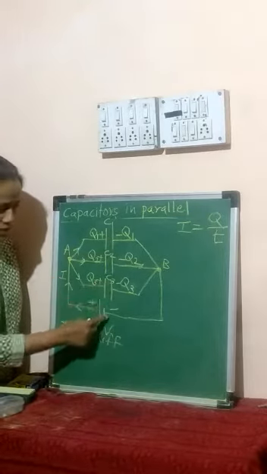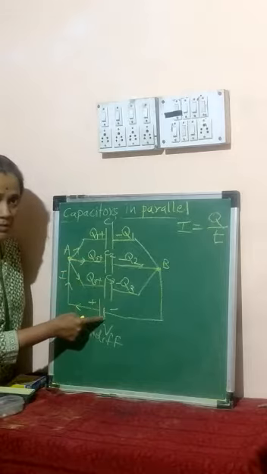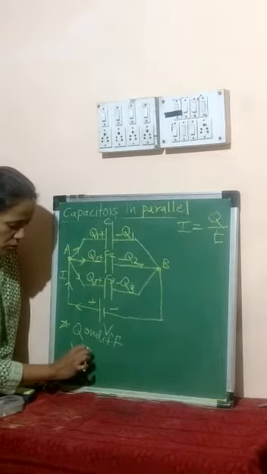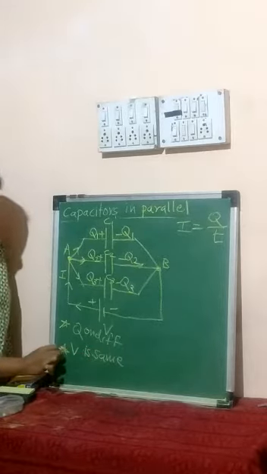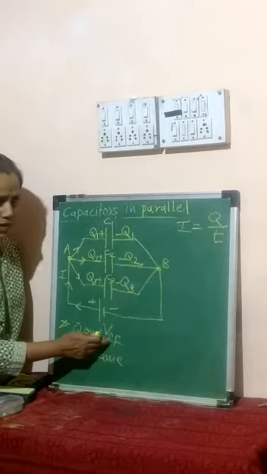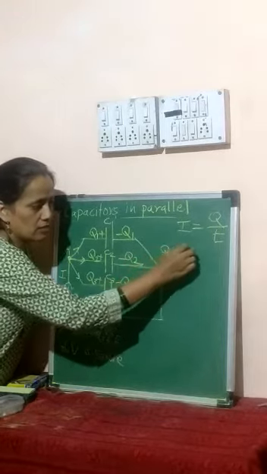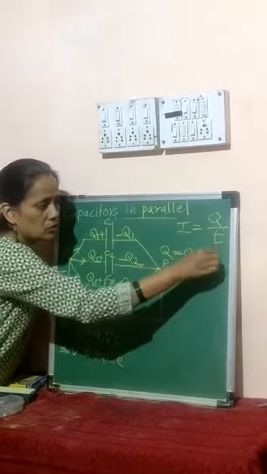But now, across C1, C2 and C3 the potential will remain the same, V. So the potential will be the same. Now, as the charge is different, I can write the total charge Q is equal to Q1 plus Q2 plus Q3.